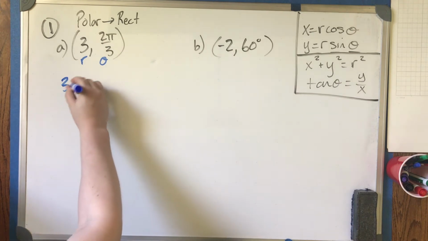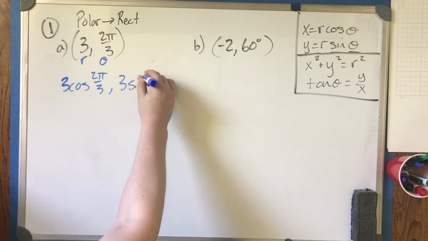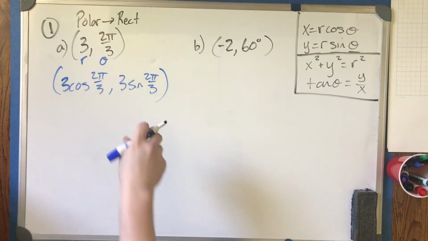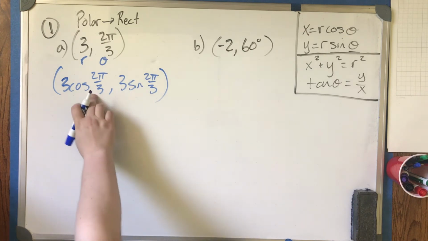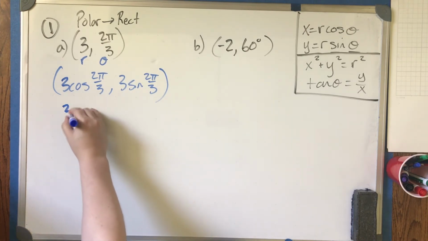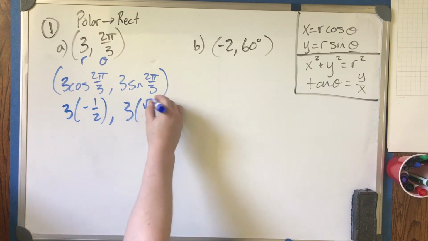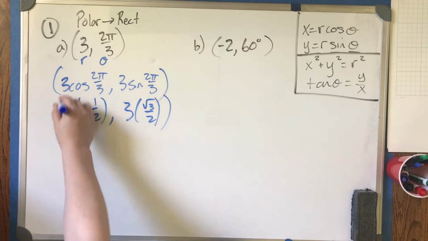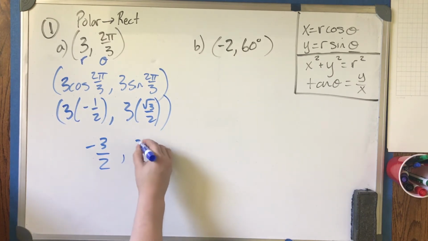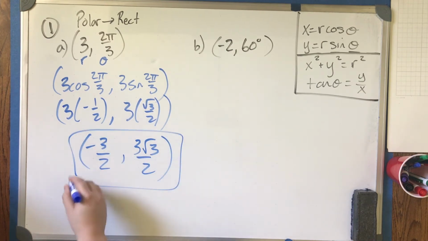So I can just do 3 cosine 2 pi over 3, comma, 3 sine 2 pi over 3. And if these are special angles, then you'd be required to reduce them. So 2 pi over 3, that's a 60 in the second quadrant. So this is going to be a negative 1/2, and this one's going to be a positive square root of 3 over 2. If I simplify that, I get negative 3 over 2, and then 3 rad 3 over 2. So that's what this point is.